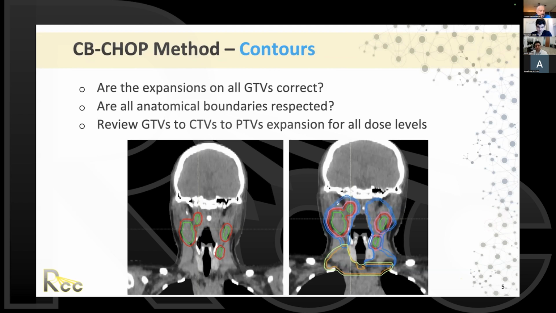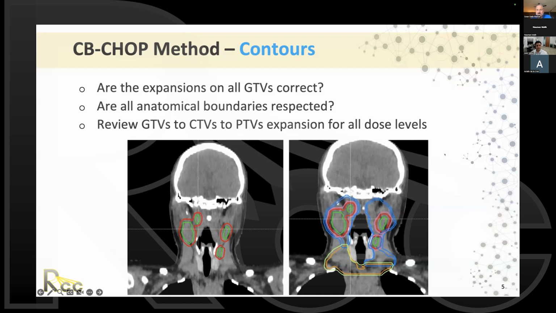If it's a base of tongue tumor, you're thinking about making sure that if it's a bulkier tumor, you have adequate coverage of the pre-epiglottic space. And so these are areas that when you're reviewing contours of yourself or a peer, you want to make sure that these areas are well covered if you're putting on that microscopic volume CTV.